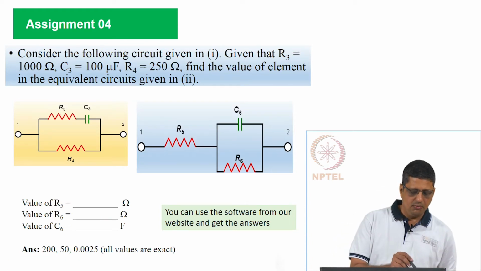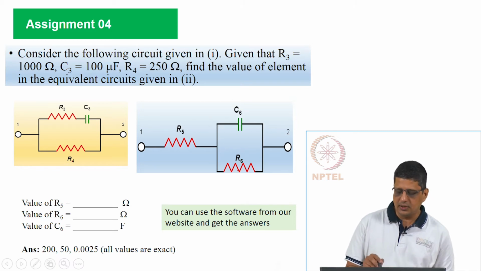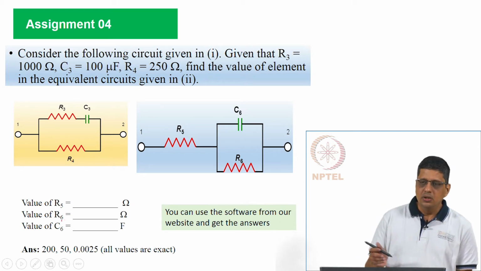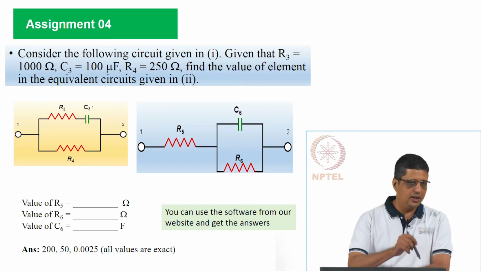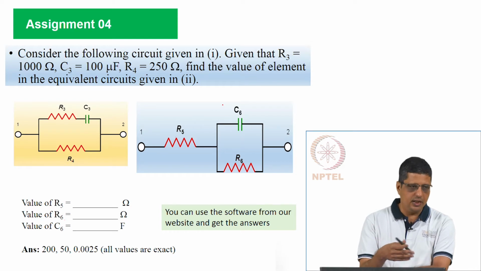You are given a system where R3, C3 and R4 are given. R3 is 1000 ohm, C3 is 100 microfarad, R4 is 250 ohm. If I want to get an equivalent circuit with a different configuration, a resistor in series with a system where you have a capacitor in parallel with resistor R6, what are the values of R5, R6 and C6? Okay. So, you can actually find the relationship between these 2 circuits, relate R5, R6 and C6 to R3, C3 and R4. It is easy to find the relationship between the resistances. With little more work, you can find the relationship between the capacitor or inductor as given here.